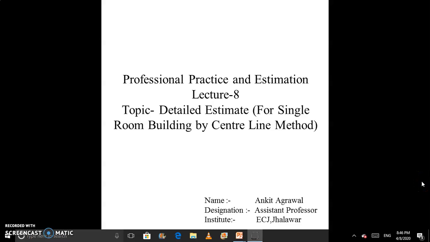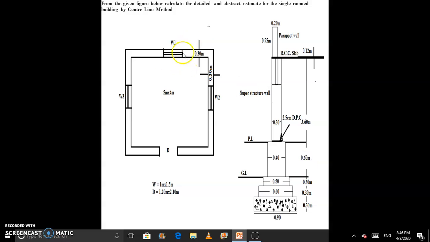Hello friends, this is our lecture number 8 and the topic of this lecture is detailed estimate for single room building by center line method. In our previous classes, we already learned about the long wall and short wall method. We take the same example of our previous class, but this time we solve it with the help of the center line method. So we have the same problem, same plan and elevation, but we have to solve it with the center line method.